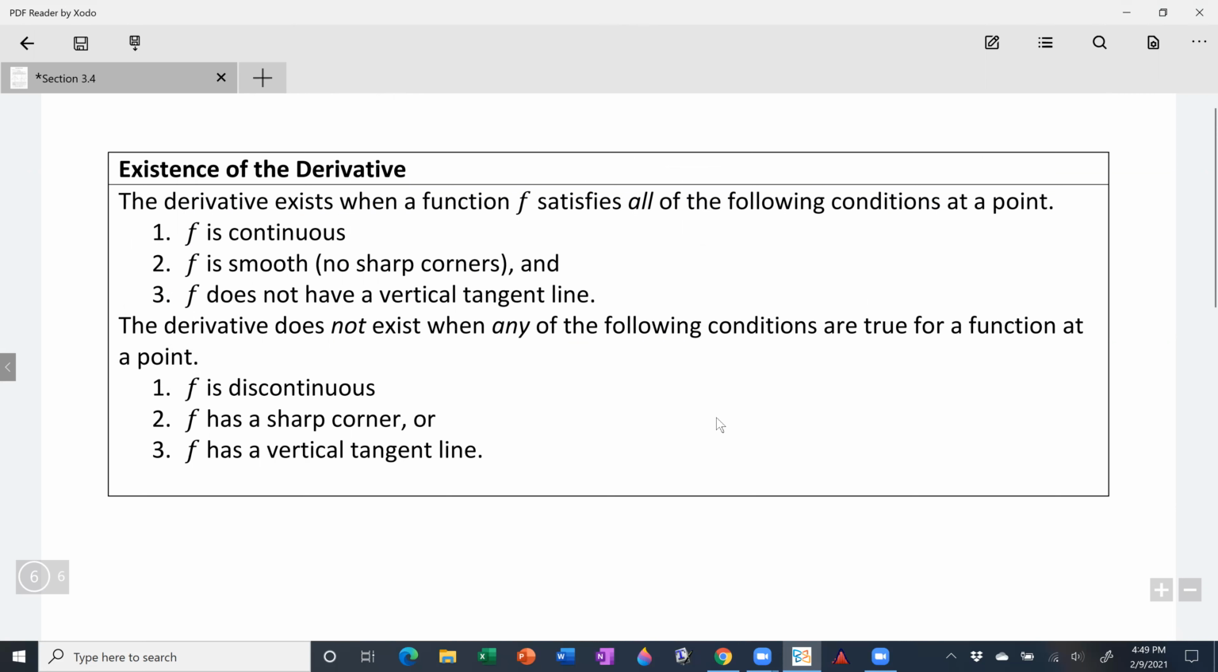Calculus is oftentimes divided up into two separate topics: differential calculus, which is all about derivatives, and integral calculus, which is like anti-derivatives. We'll get into that topic a little bit later in the semester.